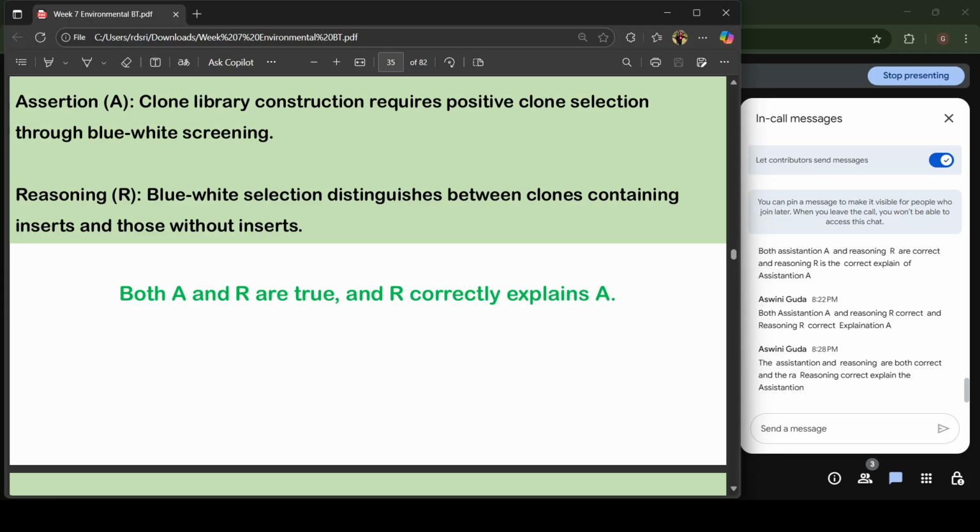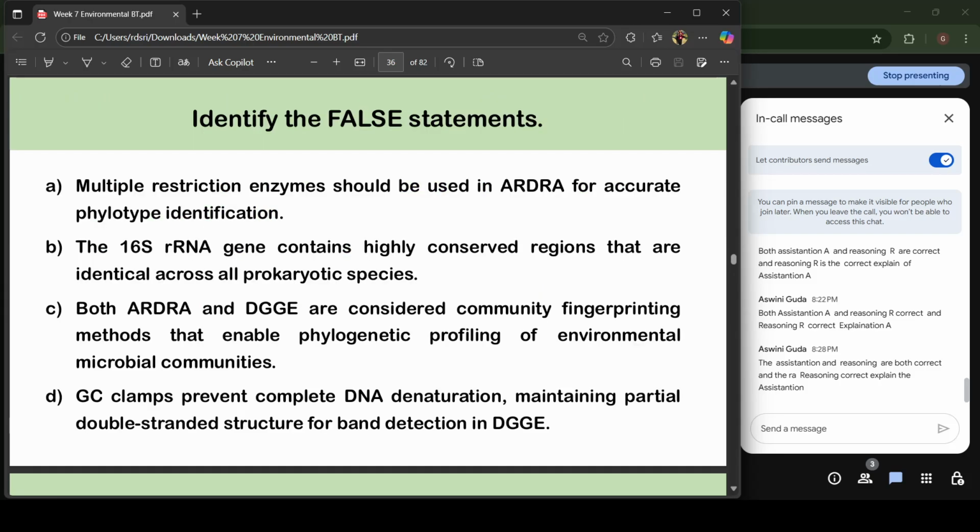Right. So here both the statements are right. First we do the PCR amplification, then clone the insert and then go for screening. The screening is based on blue-white selection. Whichever have been noted with the inserts, we take them and go for the clone library construction. So the next question is, out of these four statements, one or more statements can be false, and you can identify the statement.